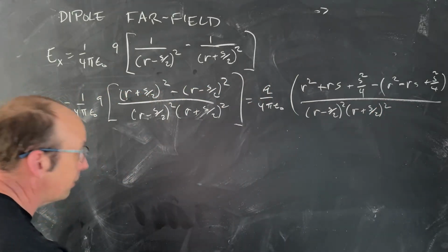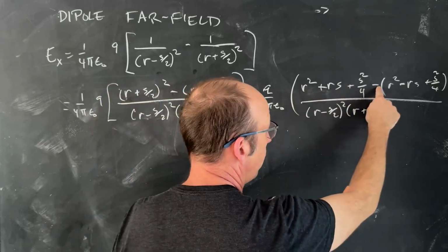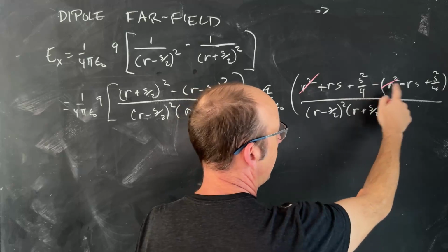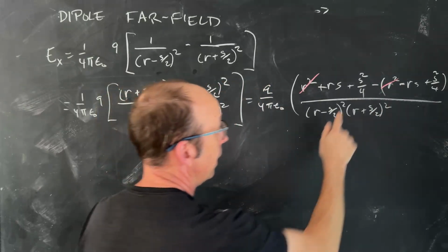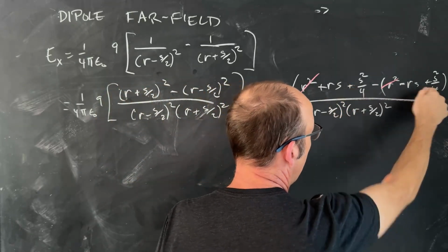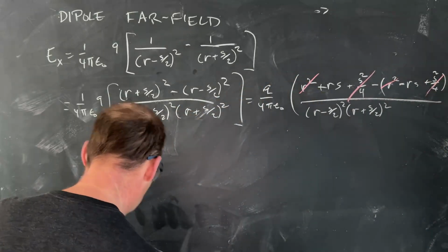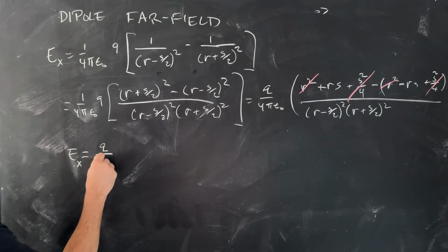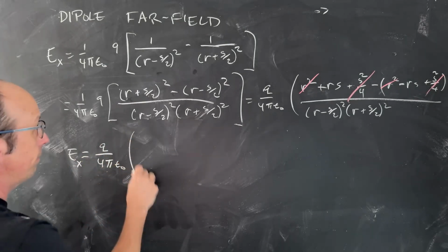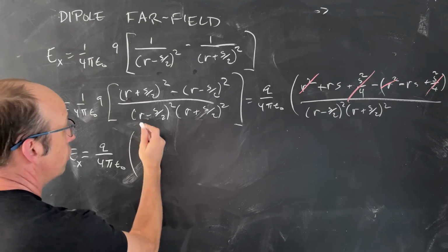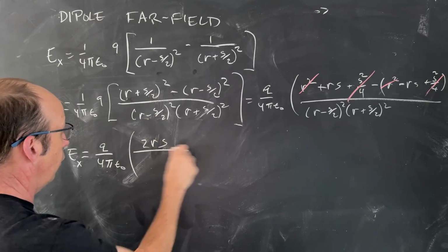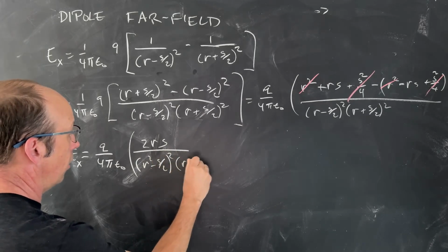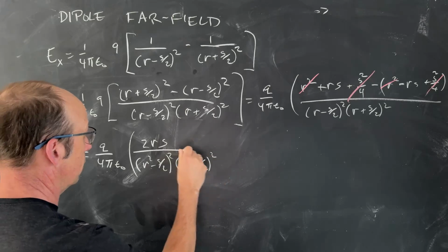Now we do get some things that cancel. So here I have an r squared, here I have a negative r squared. Here I have rs, here I have a negative rs, that doesn't cancel. Here I have s squared over 4, here I have a negative s squared over 4. So I get Ex is q over 4 pi epsilon naught, 2rs over r squared minus s over 2 squared, r plus s over 2 squared.